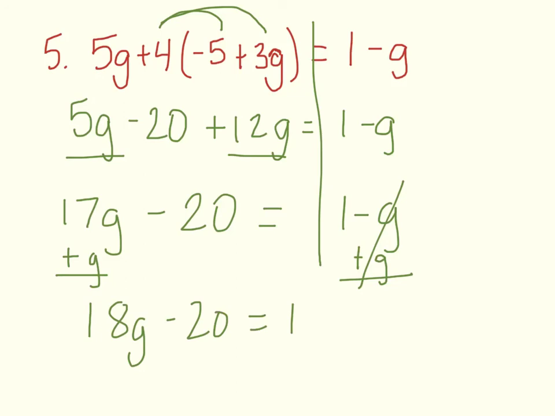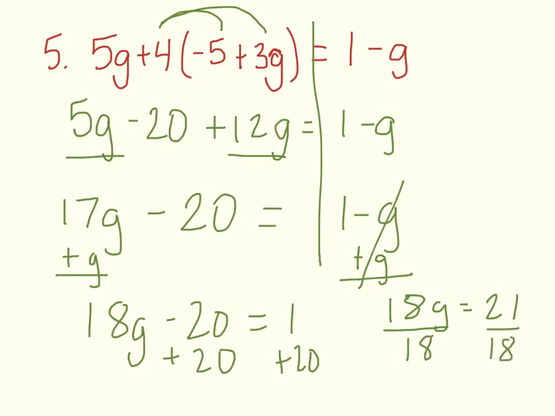Okay, now to move that 20, I add it to both sides. So I'm going to put it over here. I get 18g equals 21. Now the 18 and the g are multiplied, so we divide by 18. Now 21 does not divide by 18, but is there anything that goes into both? So we can simplify this. A 3. So this can actually be simplified if I divide top and bottom by 3 to 7/6. And that's my answer. So you can get decimals or fractions or however you want to leave it.